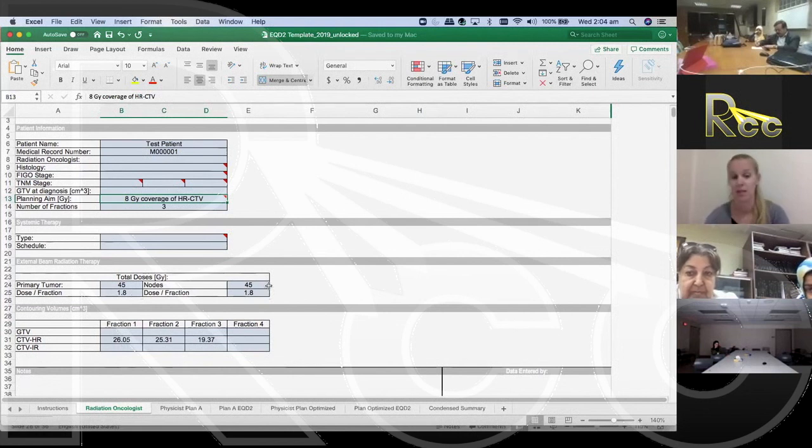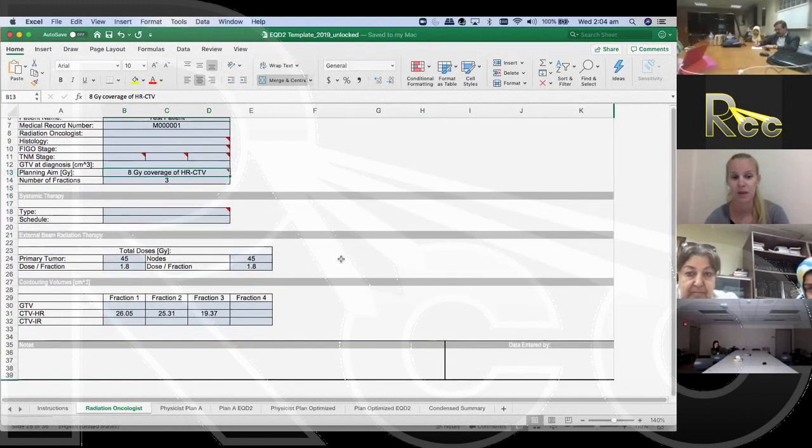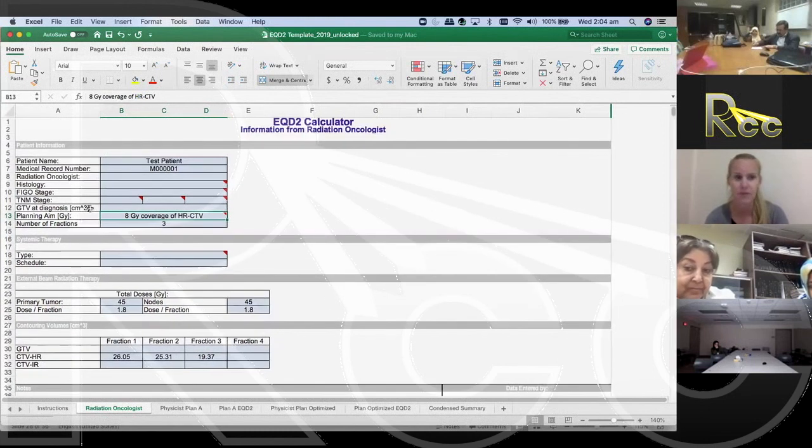This particular patient didn't. And so this patient in their 3 fractions had a high risk, quite a small high risk CTV size of 26 cubic centimeters. And by the 3rd fraction, that volume had shrunk as well down to just under 20 cc's. So you can fill in all the information that you like to do. I haven't filled it all in. This is just to show you how it works.